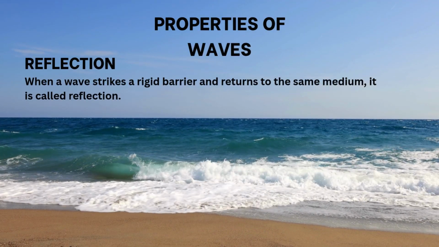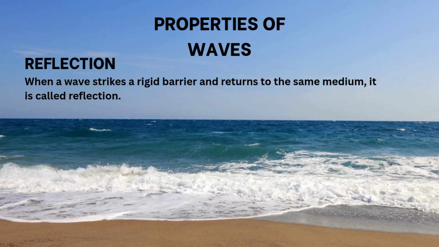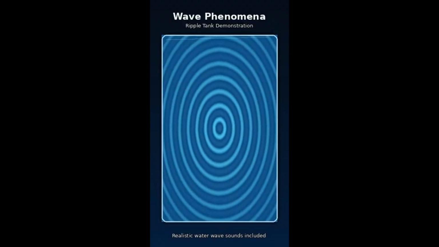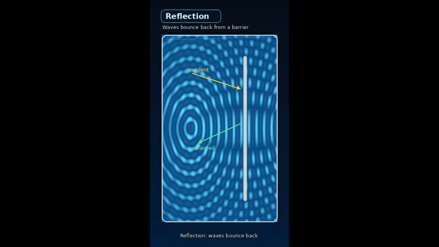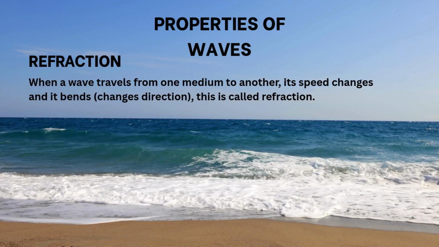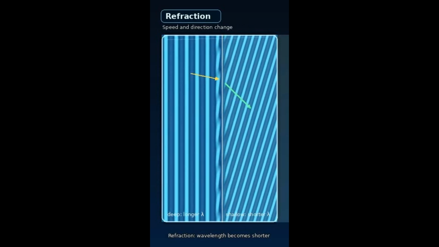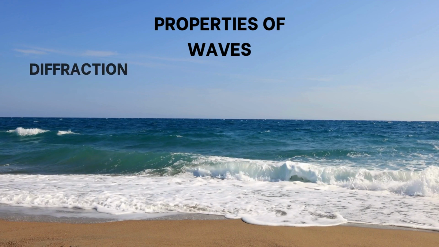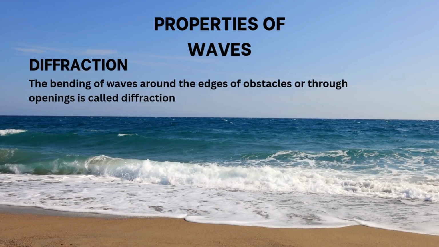Properties: A. Reflection, B. Refraction, C. Diffraction. Reflection: when wavefronts strike a rigid barrier and return into the same medium, it is called reflection. Refraction: when a wave travels from one medium to another, its speed changes and it diverges from its original path. Diffraction: the bending of waves around the corners of an obstacle is called diffraction.